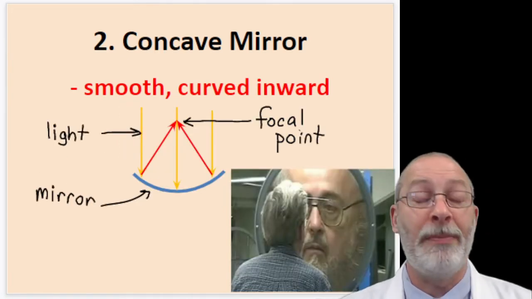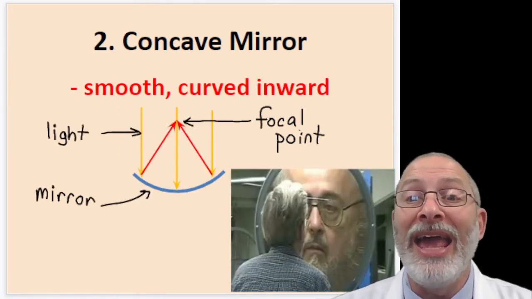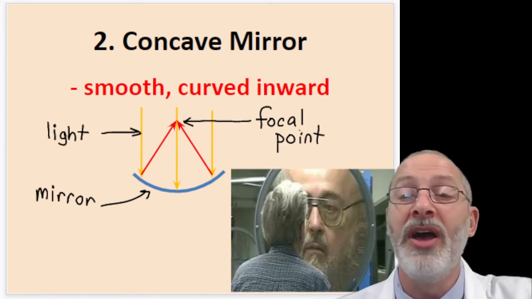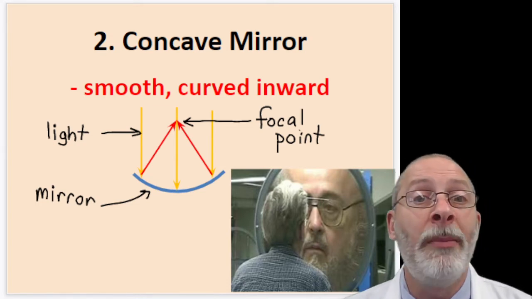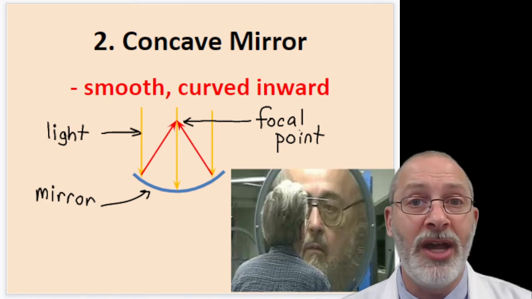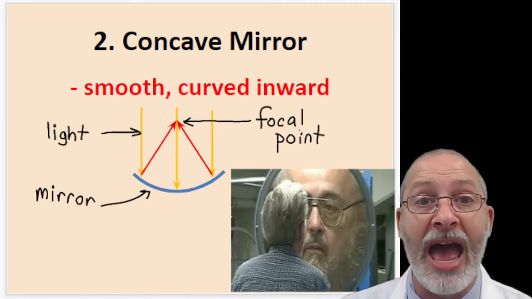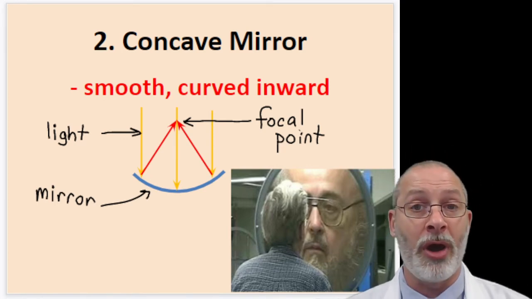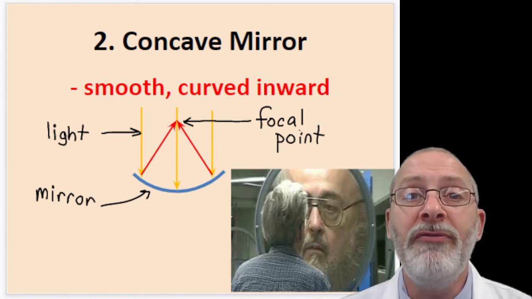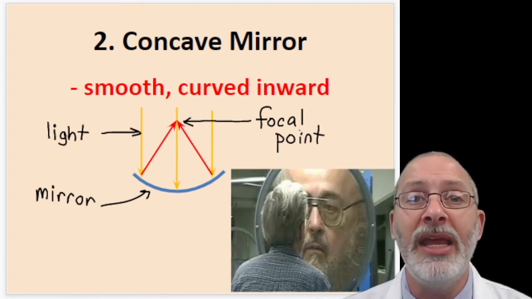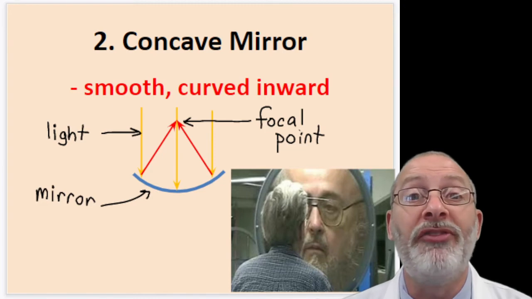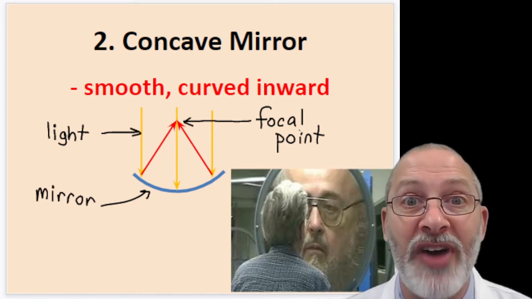The second type of mirror is called a concave mirror. Some of you may have seen concave mirrors. Some of you may have concave mirrors in your own homes. Concave mirrors are those that enable you to see your reflection magnified.